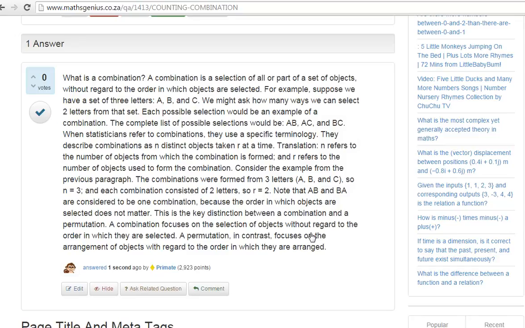But a permutation, like I said before, focuses on the arrangement of objects with regard to the order in which they are arranged. You could think about it in terms of different types of people. Some people would just want to eat the food; those are combinations. And then some people are pedantic about how the food is made; you could think of that as the permutation. I know it's a silly example, but I hope it helps, and I hope you fully understand what a combination is. Thank you.